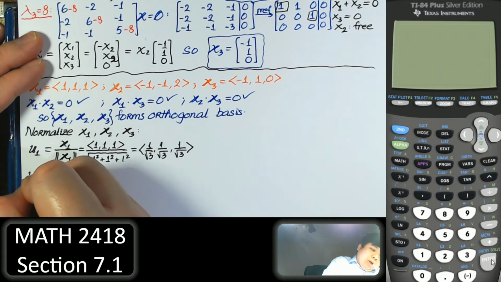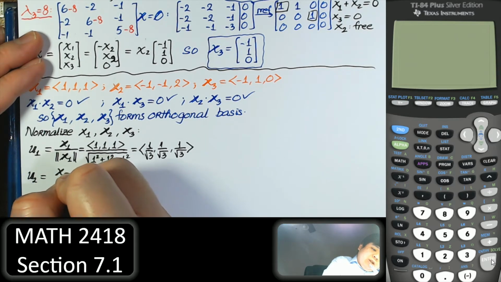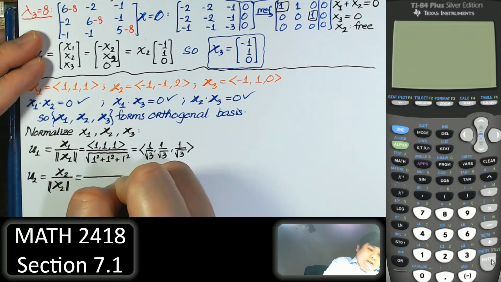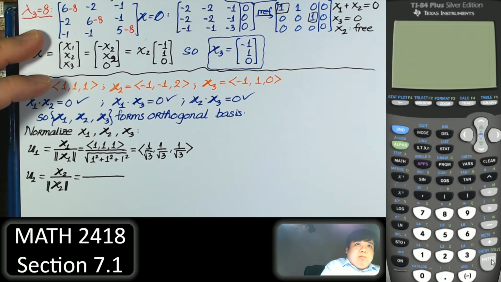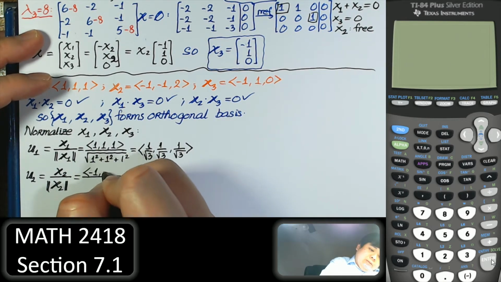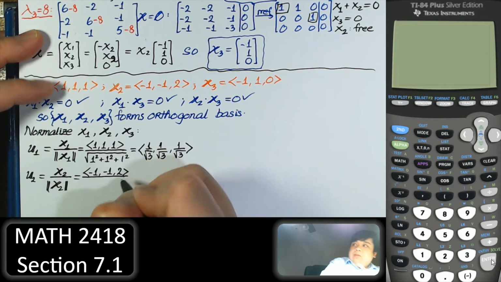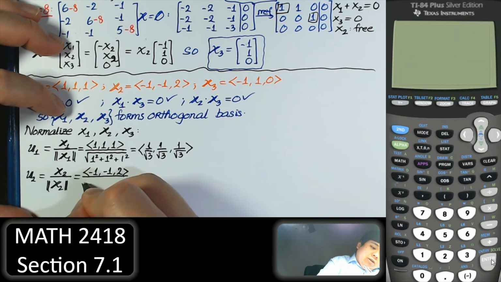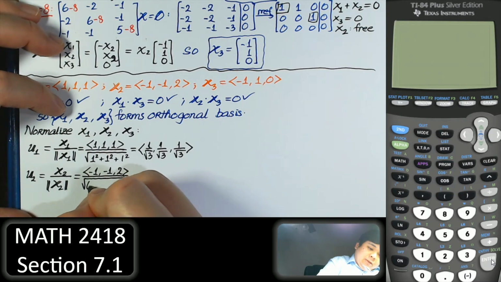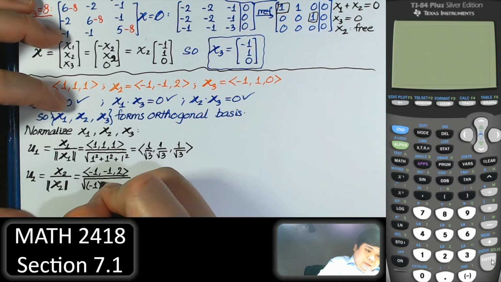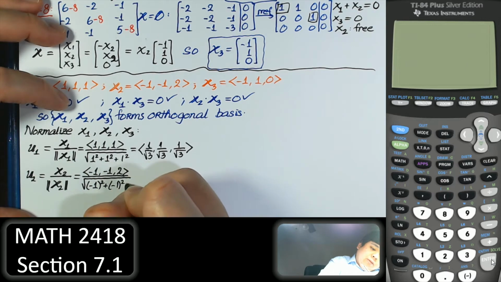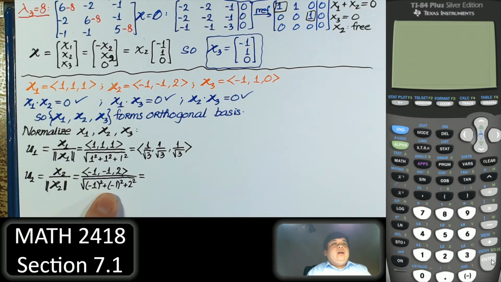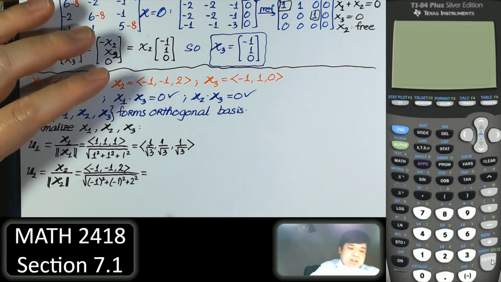Right, let's normalize x2. x2 is (-1, -1, 2). Then divide by the magnitude. 1, 1, and 2 squared is 4, so it's the square root of 6.